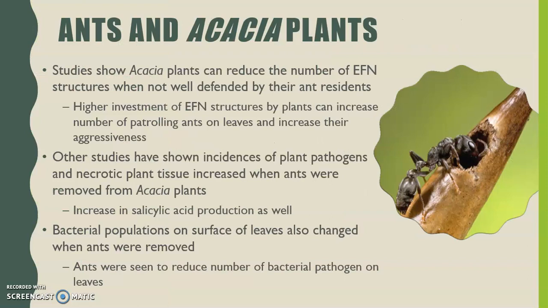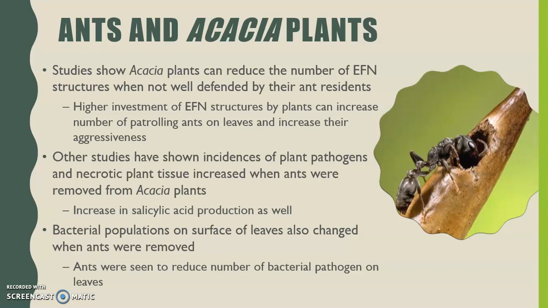Studies have shown that acacia plants can reduce the number of nectary structures when not well defended by their ant symbionts, and they can also invest in higher numbers of nectaries when these ant species are patrolling really well and defending the plant very well. Other studies have shown instances of plant pathogens and necrotic plant tissues increased when ants were removed from the acacia plant. This happened with an increase of salicylic acid production as well, which is a plant hormone that regulates defense of pathogens. So from that, they inferred that there were more pathogens when there was more salicylic acid.